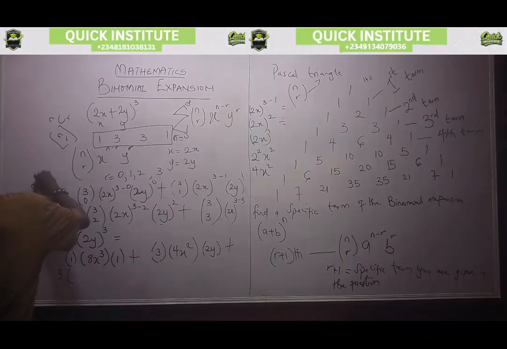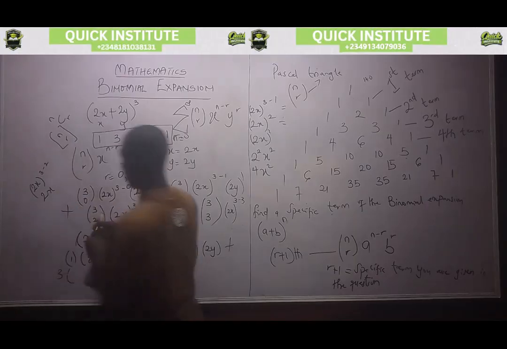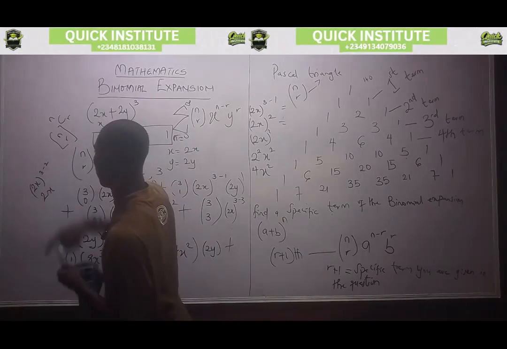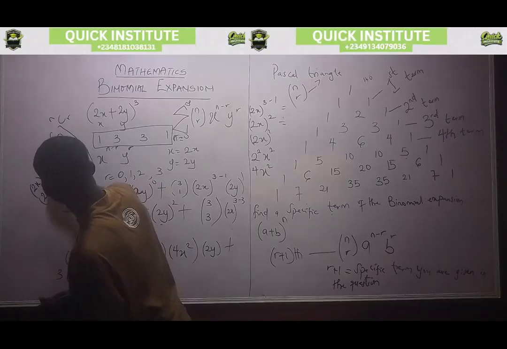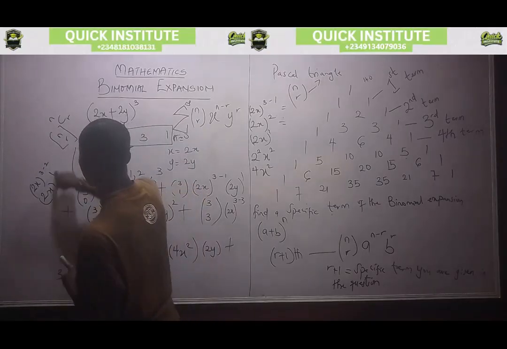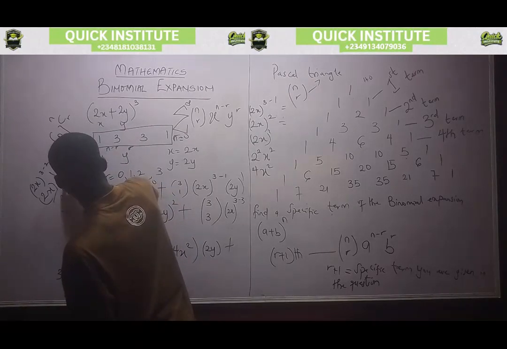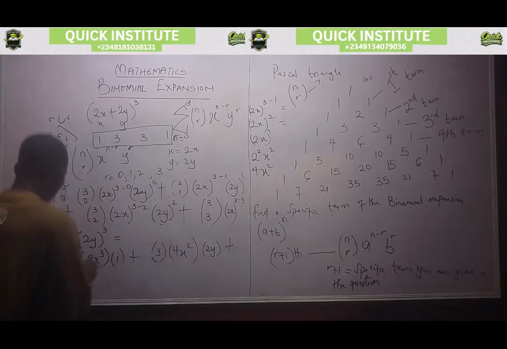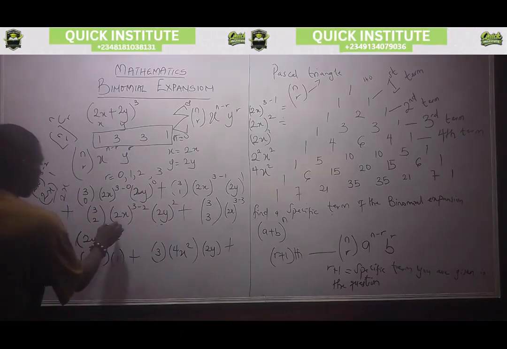Then you have 2x to the power 3 minus 2. 3 minus 2 is 1, so 2 raised to the power x raised to the power 1 is the same thing. So it will give us 2 raised to the power x. You now go back and put 2 raised to the power x here. You solve for this one.